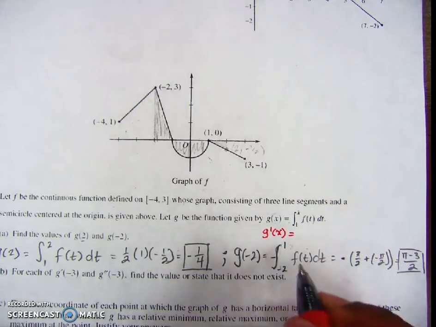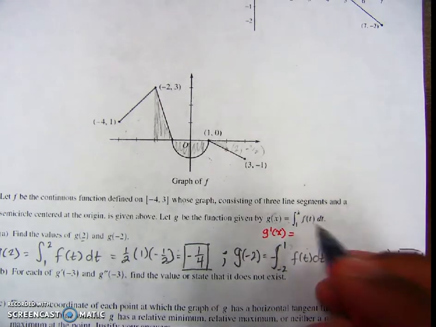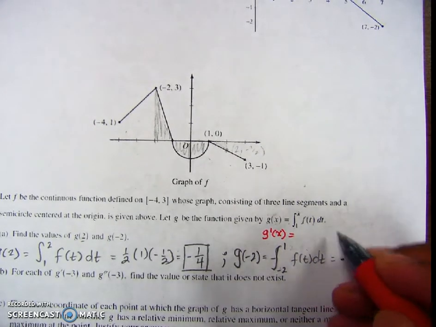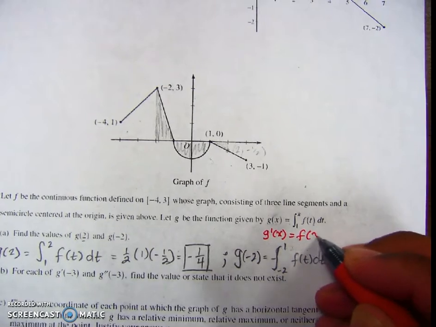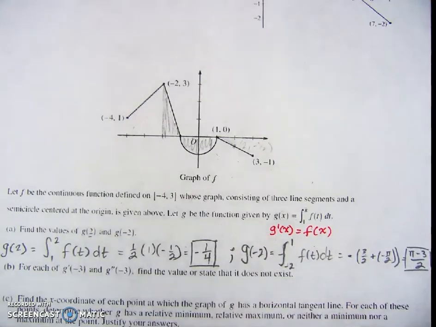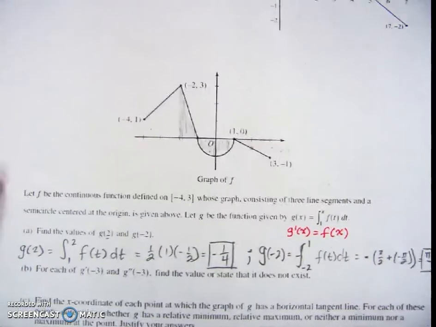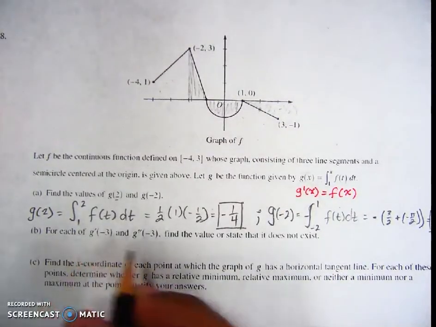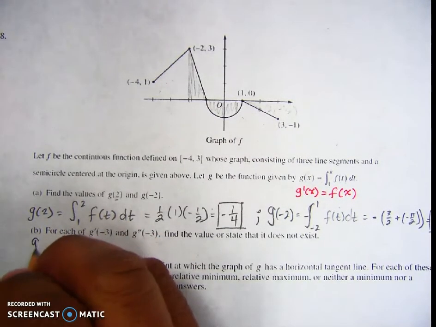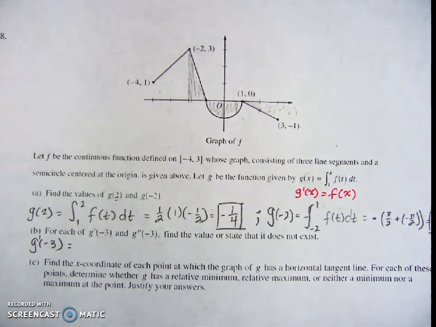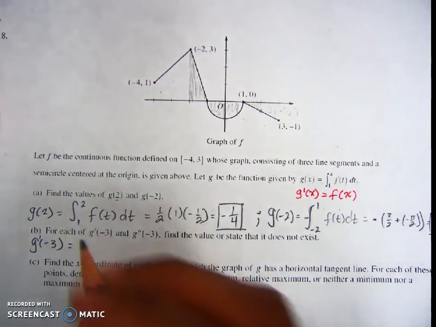and we're taking g prime of x, and if we differentiate the integral from 1 to x of f of t dt, we have f of x. So g prime of x equals f of x. That's what we're using. So to calculate g prime of negative 3, well, g prime of negative 3 is just 2.